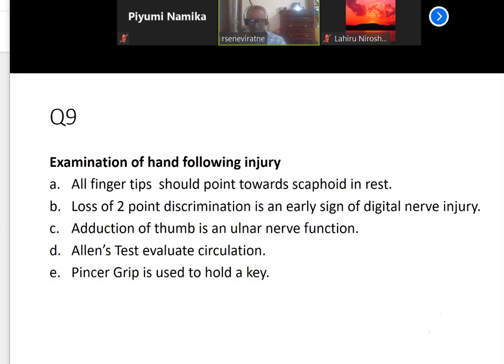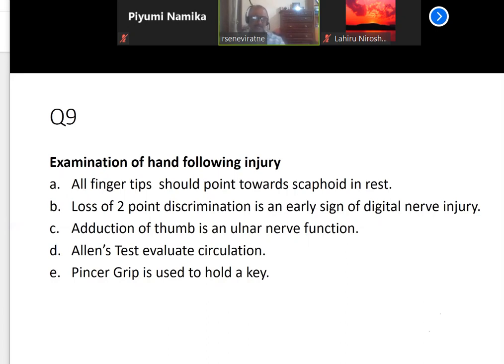False. It's true actually. Loss of 2-point discrimination, and the other thing is called the pen test, anhidrosis. When you put a pen on the normal side, because of sweat, there is friction, it goes slowly. But on the abnormal side, it goes quickly, right? Because no sweating, no friction. Okay, so those are the two tests which are useful to detect digital nerve injury at a very early stage.